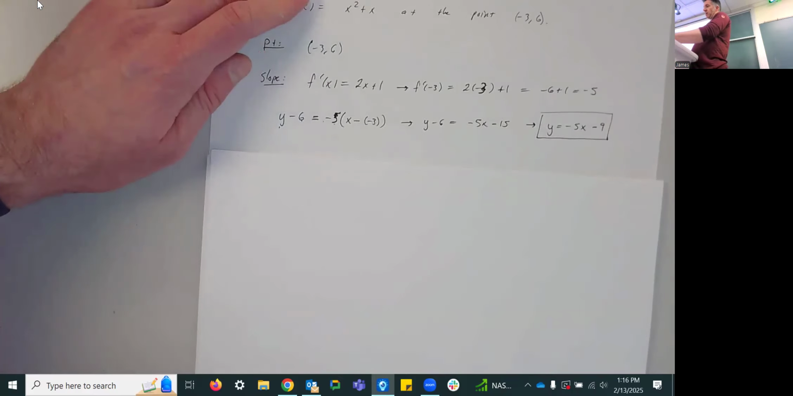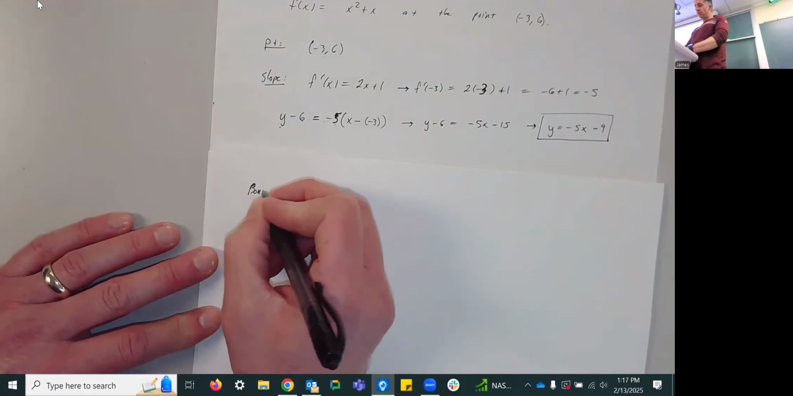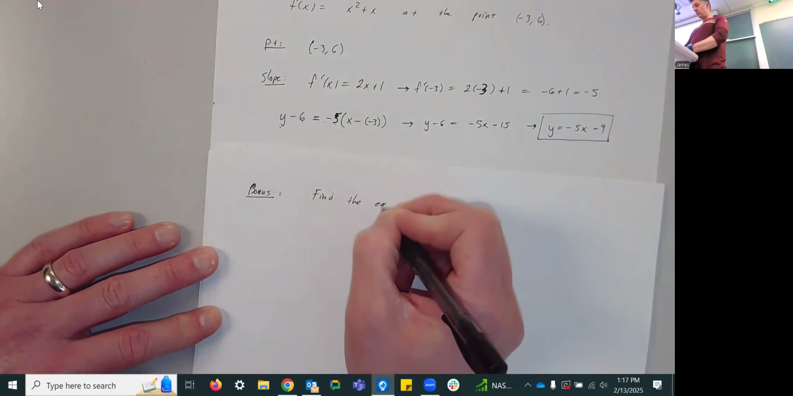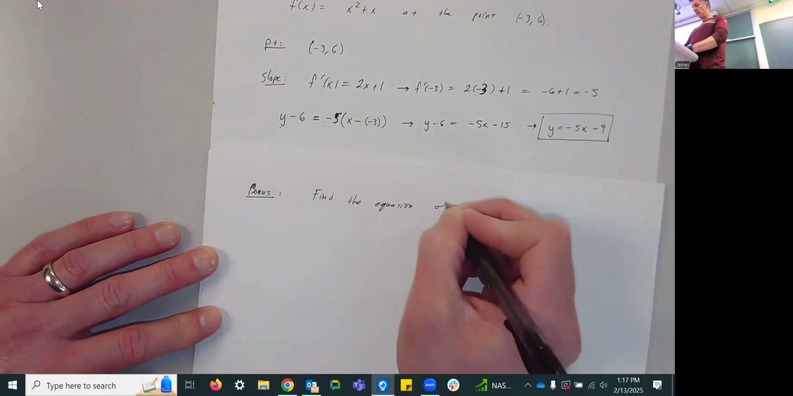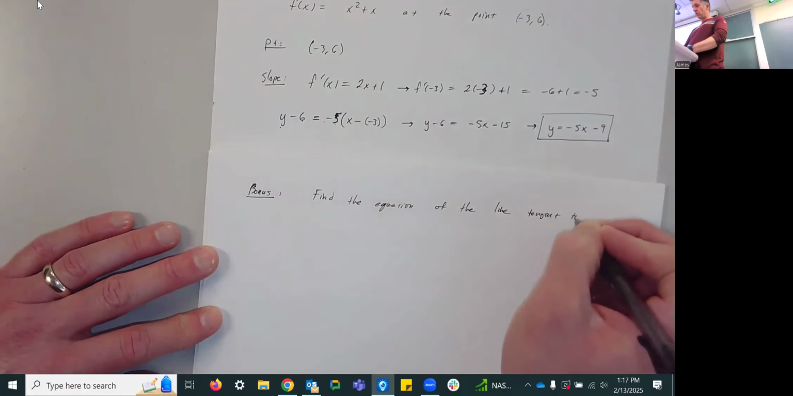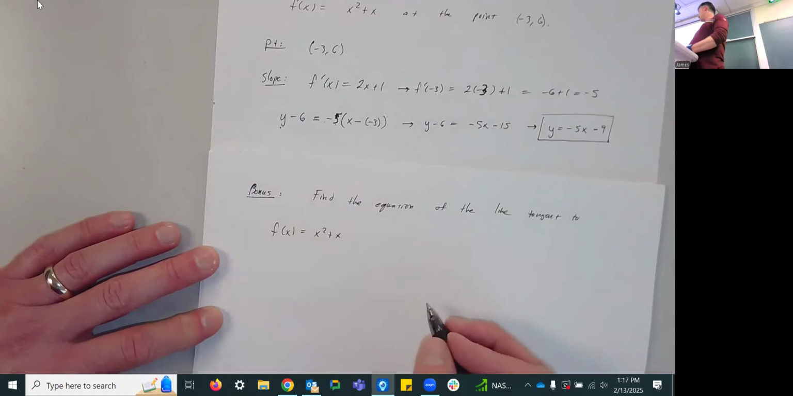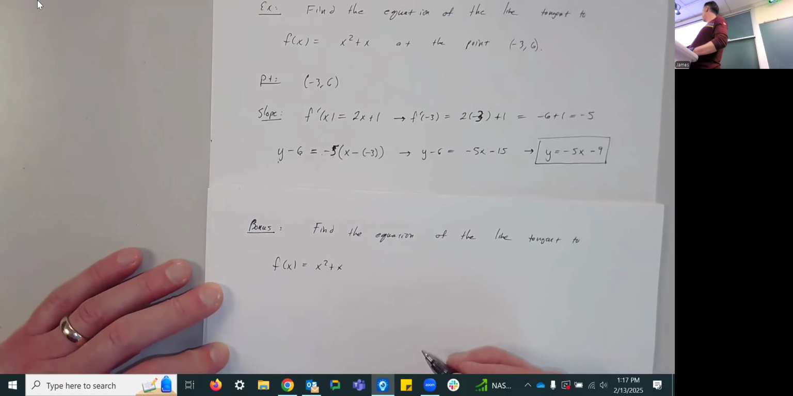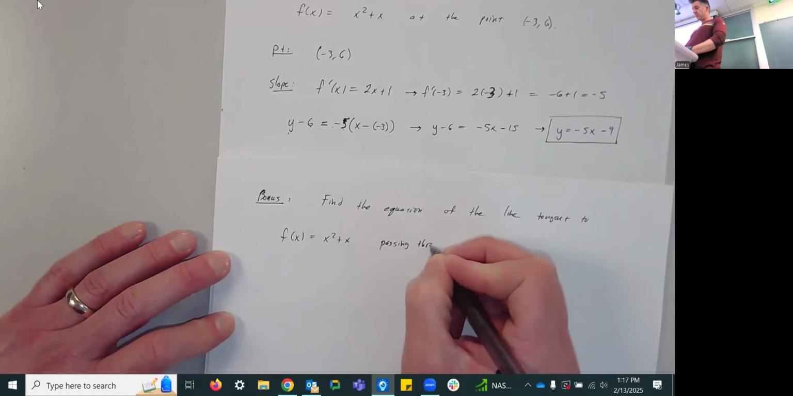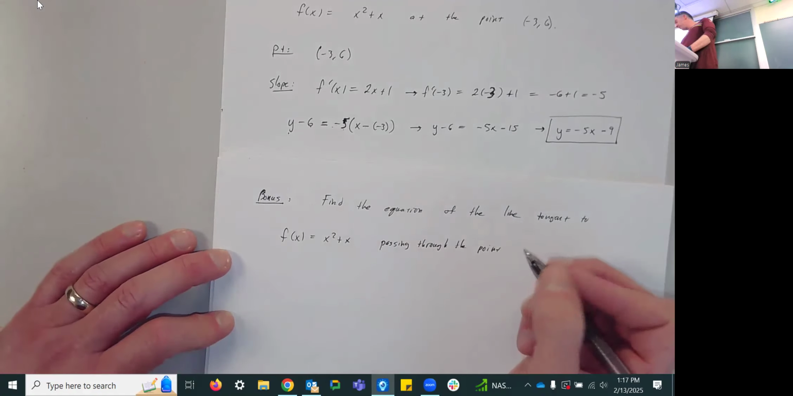So let's change it up and now say we want to find, so bonus part here, the equation of the line tangent to the same function, f of x equal to x squared plus x. But I'm going to change the wording just a little bit here. Instead of at the point -3 comma 6, it's going to be passing through the point 4 comma 16.